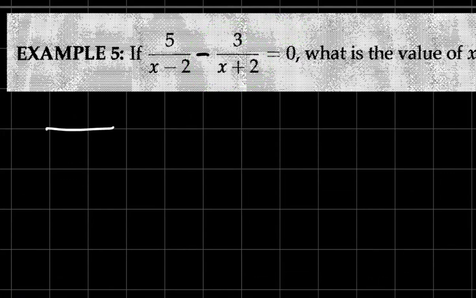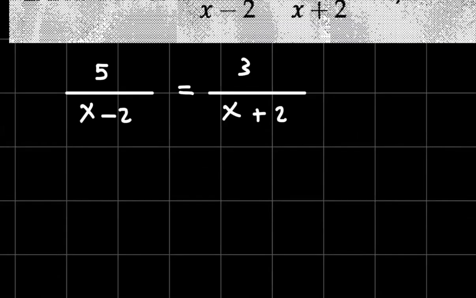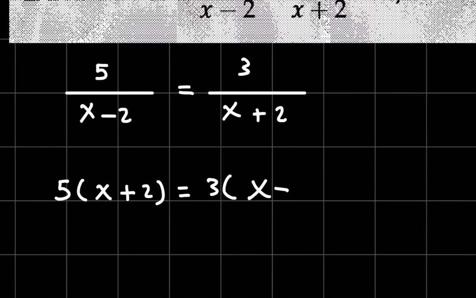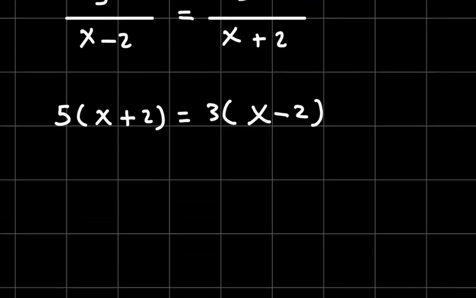I will solve this first manually by shifting this one to the other side. So here we will get 5 over x minus 2. If you shift this to the other side, it will be equal how much? 3 over x plus 2. Then we can cross multiply. So guys, if you cross multiply, you will get 5 times x plus 2 equals 3 times x minus 2.